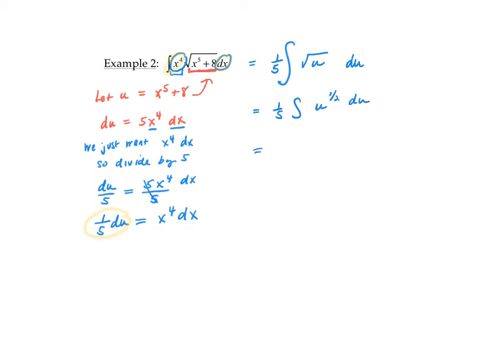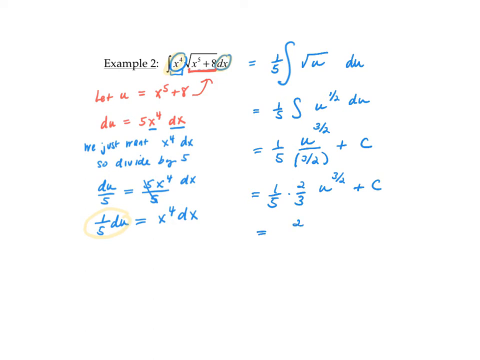Okay, apply the power rule. We'll have u to the 3/2 divided by 3/2 plus c. Okay, so you have to clean it up because we have the 1/5, we have the 3/2. So we have 1/5, and we're dividing by that fraction, so we want to multiply by 2/3. And then we have u to the 3/2 plus c. Okay, multiply those fractions together.